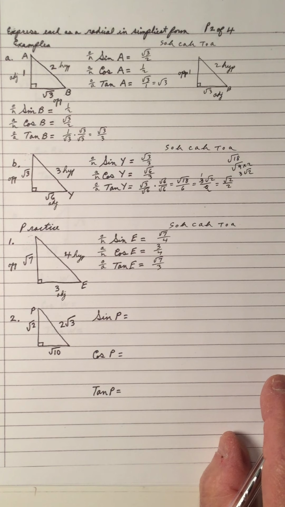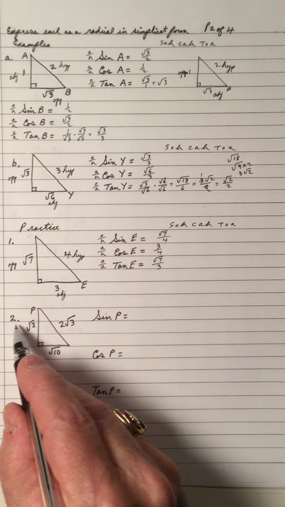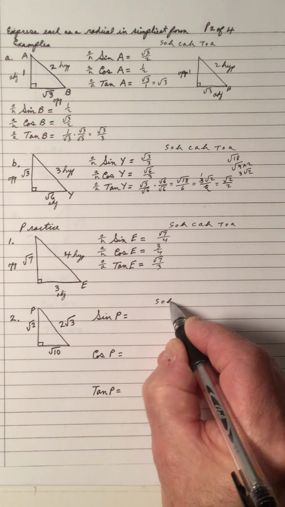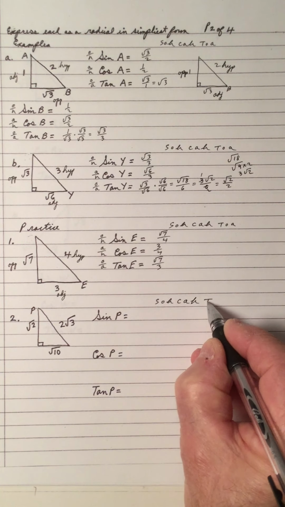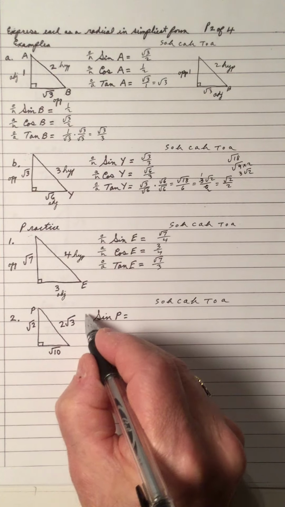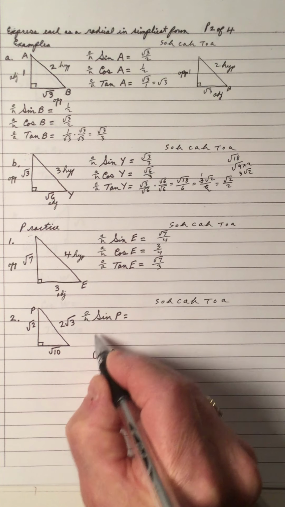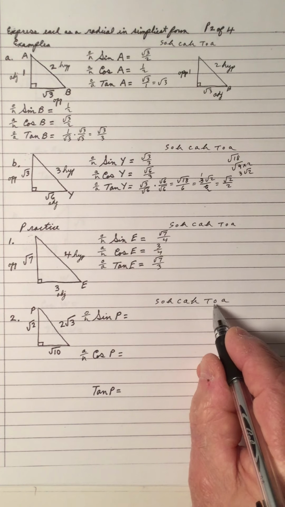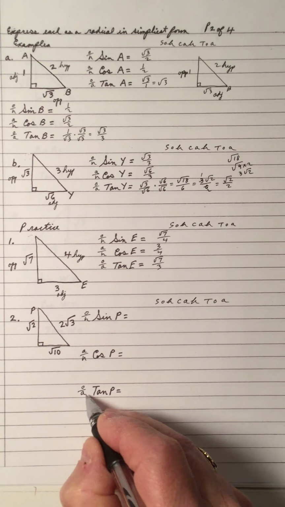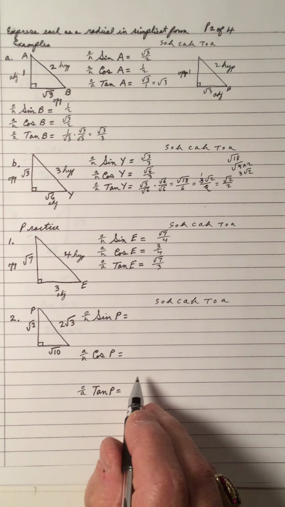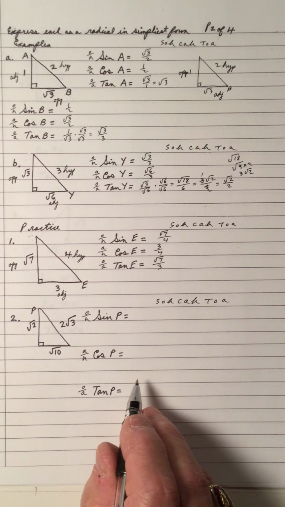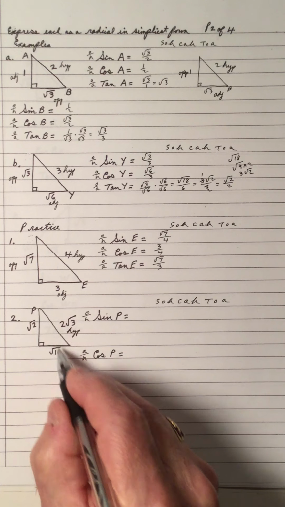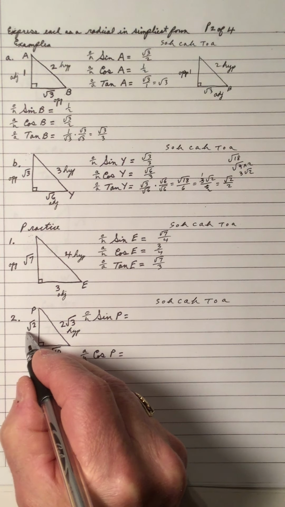And now let's do the next one. We have a triangle with angle P. So again, SOHCAHTOA: sine is opposite over hypotenuse, cos is adjacent over hypotenuse, and tan is opposite over adjacent. If you memorize this and do it over and over, hopefully you'll never forget it. And this is the hypotenuse because it's opposite the right angle. This is angle P, so this side is opposite, and this side is adjacent.